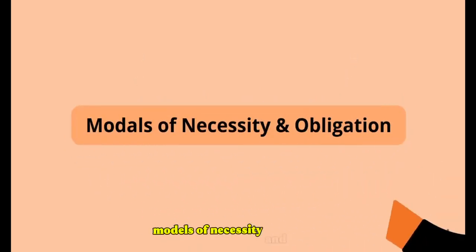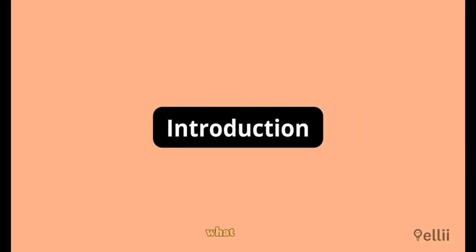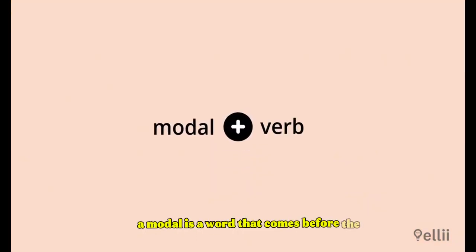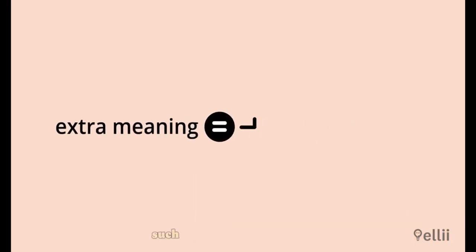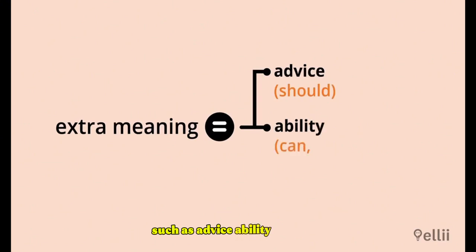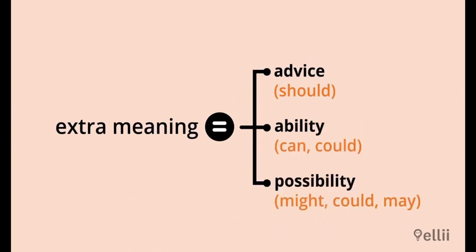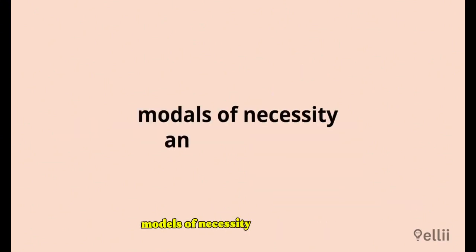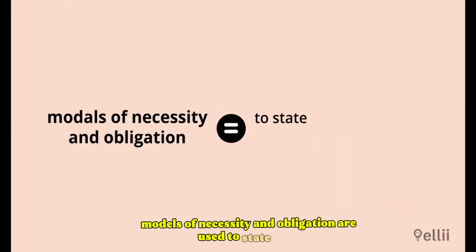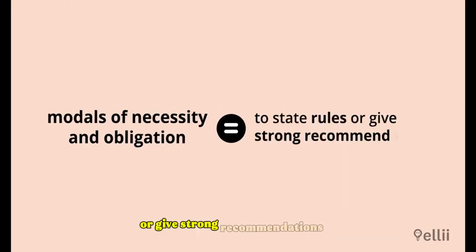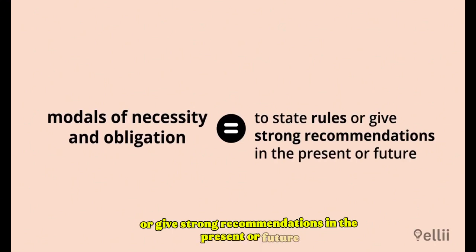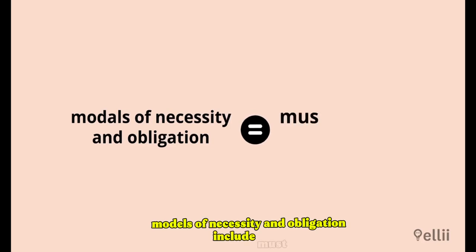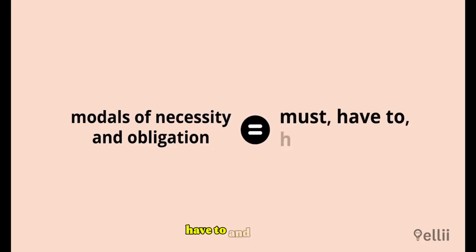Modals of necessity and obligation. What is a modal? A modal is a word that comes before the main verb. A modal gives a verb extra meaning, such as advice, ability, or possibility. Modals of necessity and obligation are used to state rules or give strong recommendations in the present or future. Modals of necessity and obligation include must, have to, and have got to.